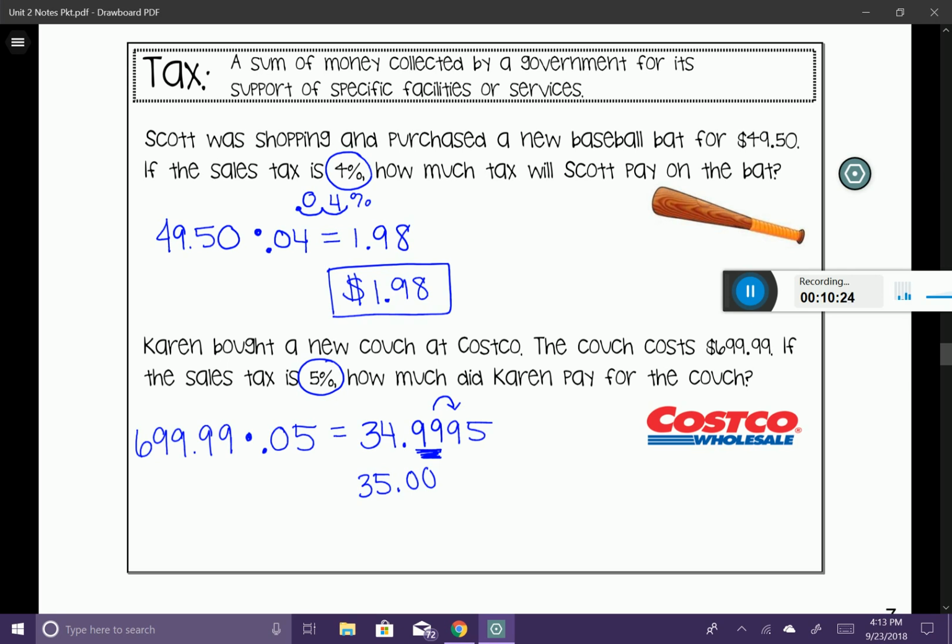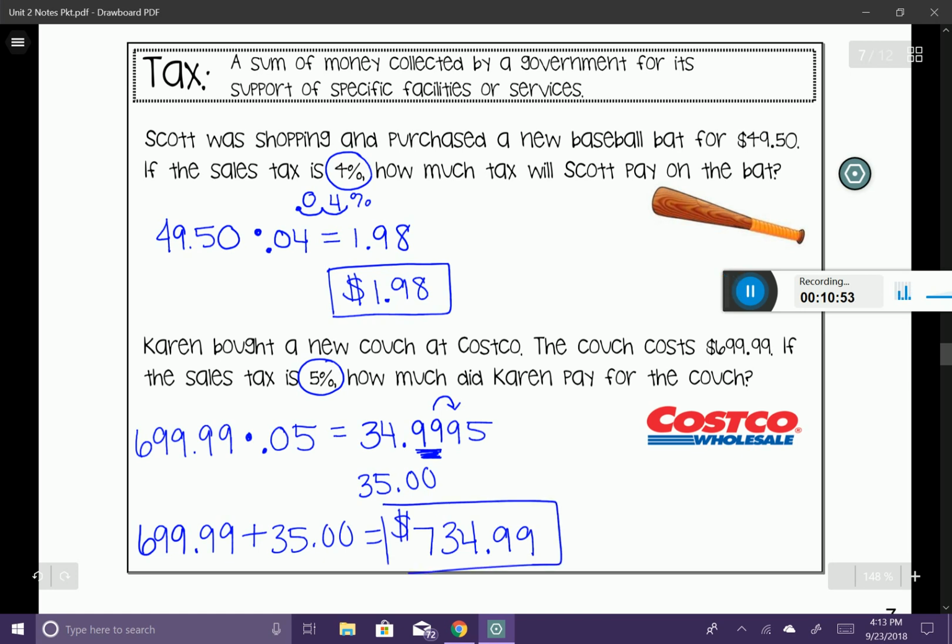Now, the question is asking, how much is she going to pay for the couch in full? So I have to take it one step further, and I have to take $699.99 and add the tax. So that's going to be adding that $35 to it. I'm going to calculate it in my calculator, and that's going to equal $734.99. And that is how much the couch is going to cost before she leaves Costco.